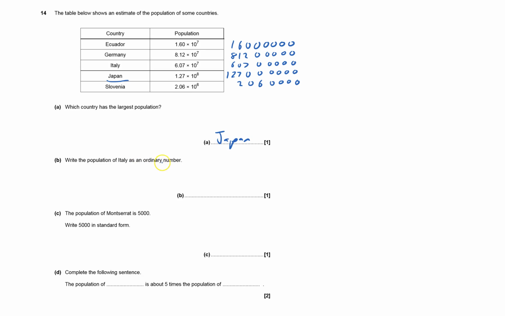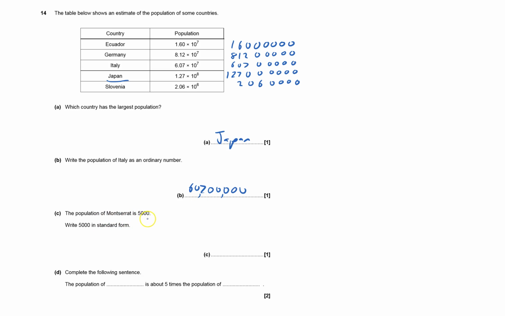Write the population of Italy as an ordinary number. Well, I've already done that. That's 607 with 5 zeros: 1, 2, 3, 4, 5. If you want to put the commas in there, that comes to 60 million. If you happen to know that it's roughly what we are, that's helpful.